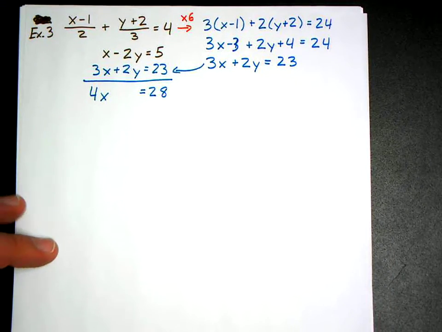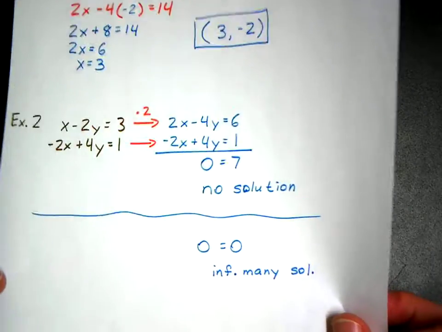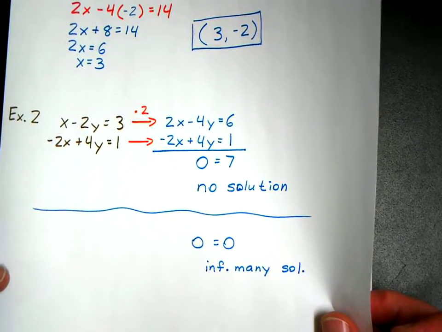Yep. We did that on the last one too. So on the last one, we just multiplied the top one by 2. We didn't multiply the bottom one by anything on the last one either.